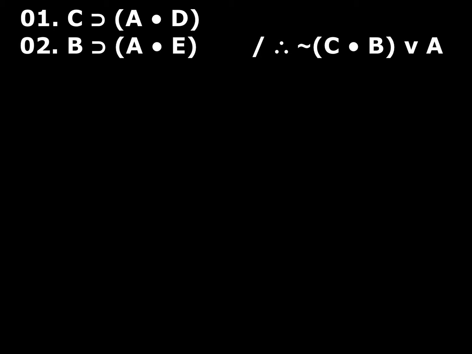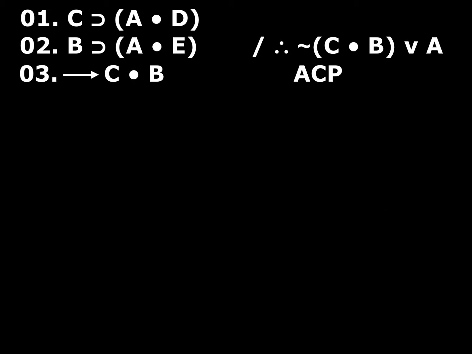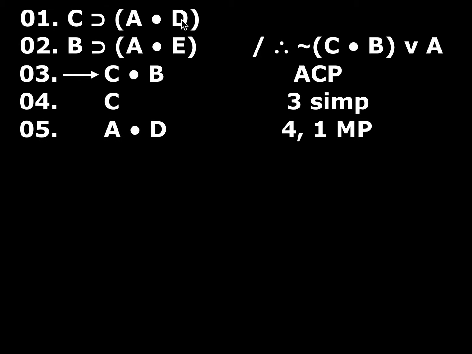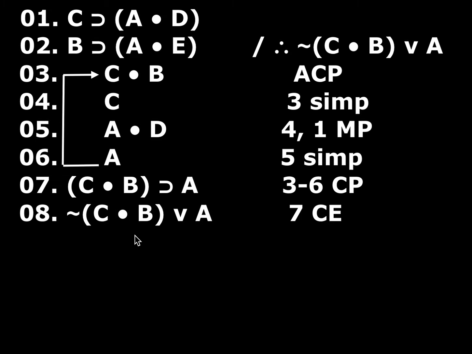Okay. Let's go ahead and do that. So I'm going to assume C and B. So there we go, C and B. Now my goal is just to derive A. So I'm going to simplify C, then get A and D by modus ponens, simplify A off. Now I've done it. That was my goal. So now I can close this subproof off, and I'll get if C and B, then A. And now I can turn this into that with conditional exchange. And I'm done.